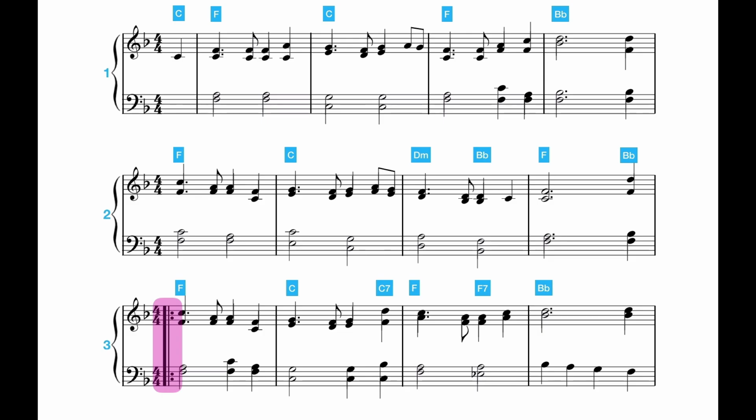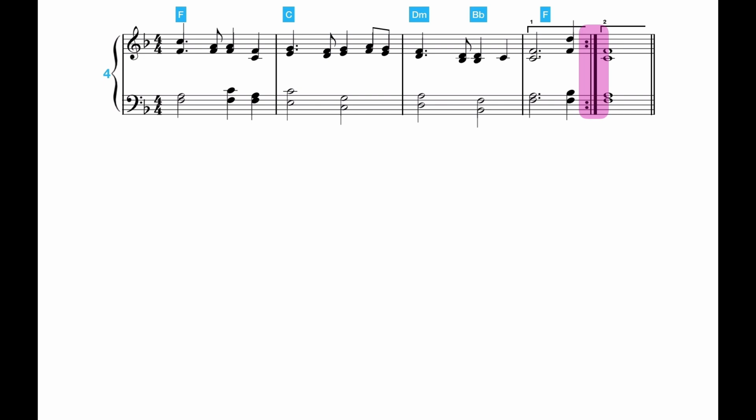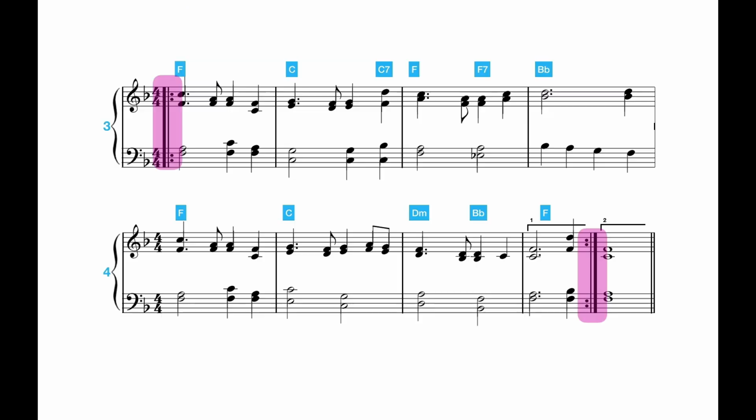This is the forward repeat sign, so we don't do anything when we first come to this. When we get to the end of line 4, we see our repeat sign. So that would take us back to the forward repeat, which was the beginning of line 3. So I'll add in line 3 there so you can see it more clearly. So we play along to the end of line 4, and then we go to that first repeat, which is the beginning of line 3.